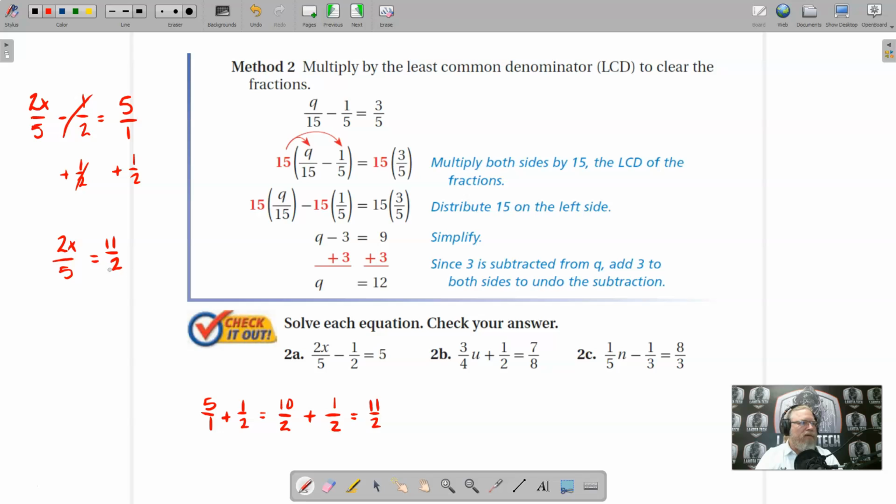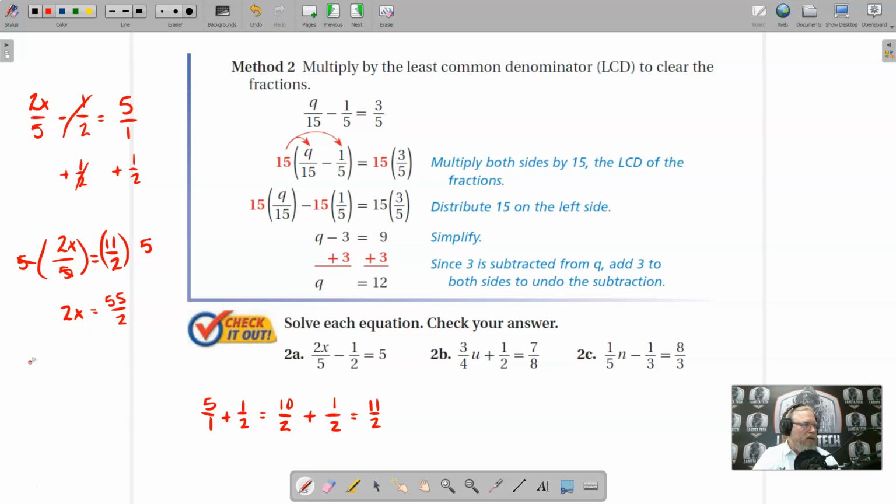Now I need to multiply both sides by the denominator. So let's go ahead and put these in parentheses. We're going to multiply both sides times 5. And whenever we do that, the 5s cancel each other, leaving me with just 2x on the left. And 11 times 5 is 55 over 2. Now I would want to divide by 2. That's not going to work out very friendly, is it?